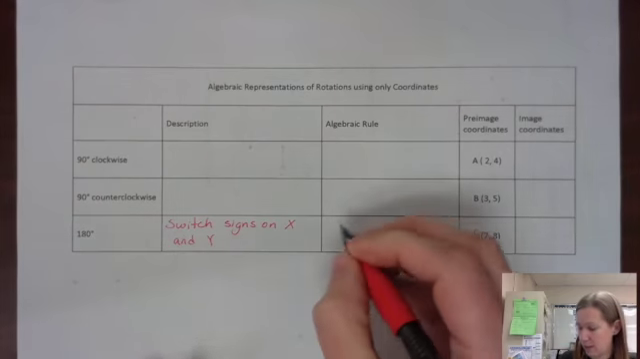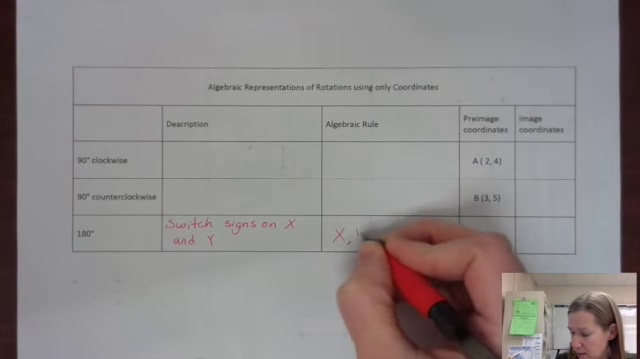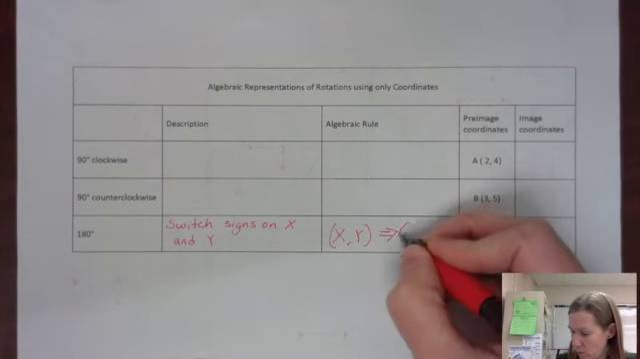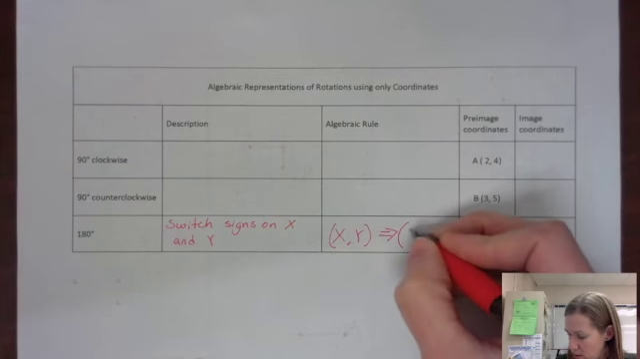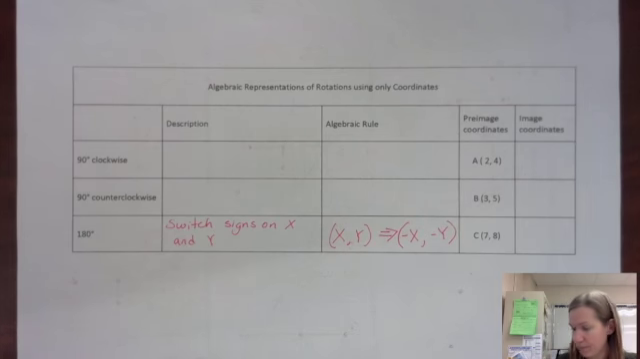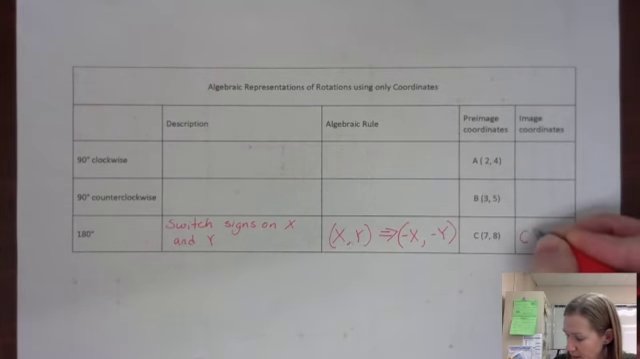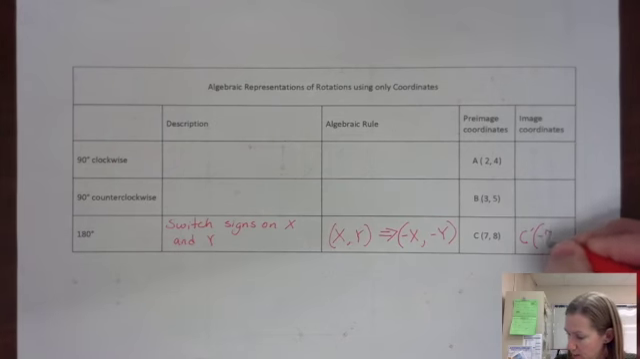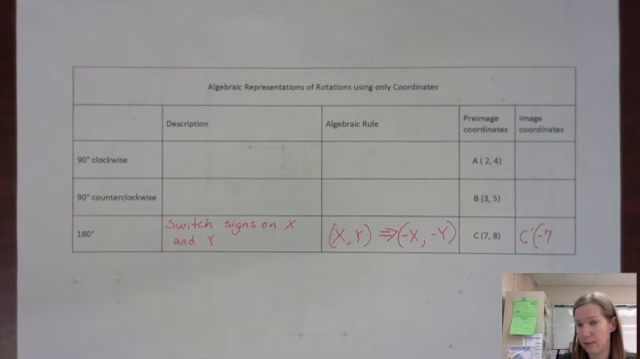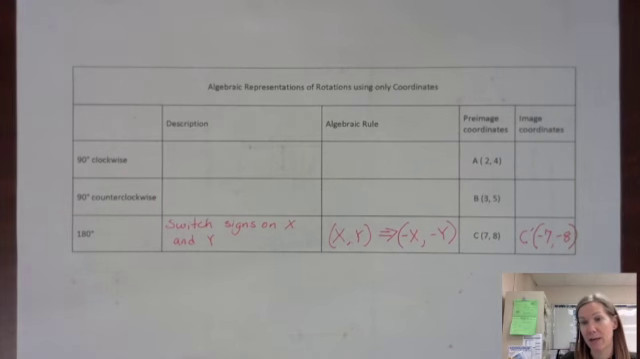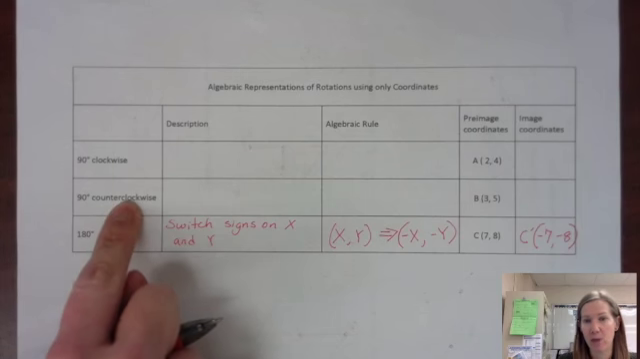And that's it. So if you had x and y, the new coordinate would be negative x and negative y. So for the example, C prime: the x is 7, so C prime is negative 7, and the y was 8, so C prime's y coordinate is negative 8. Now these are the two that I expect you to have memorized.